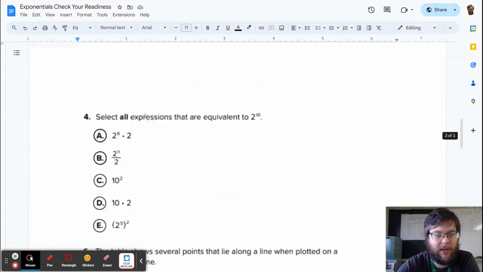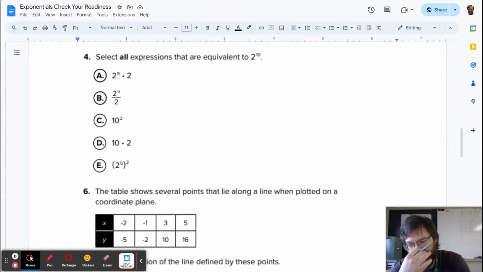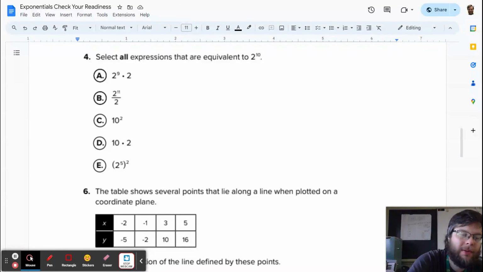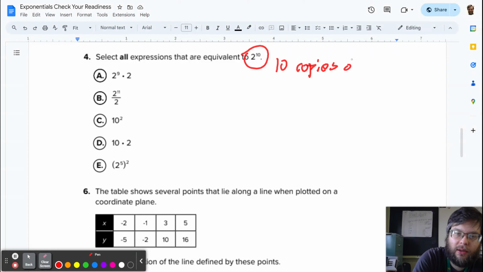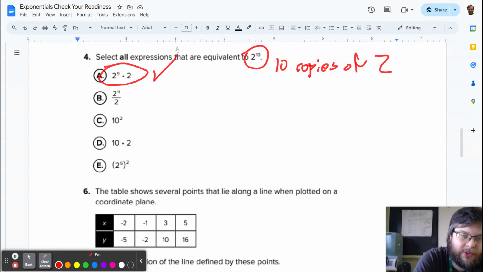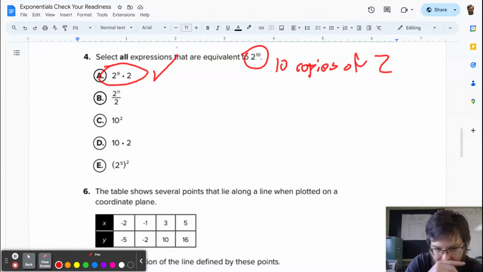Okay, let's go to the next page here. Select all the expressions that are equivalent to 2 to the 10. So remember that this means 10 copies of 2. Well, part A works because that's 9 copies of 2 times one more copy of 2.